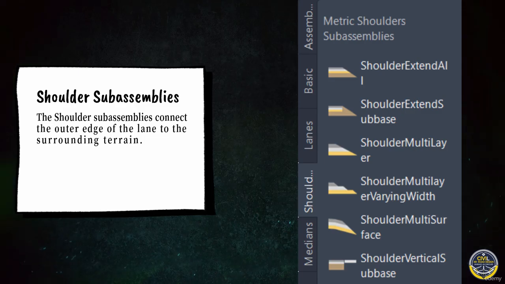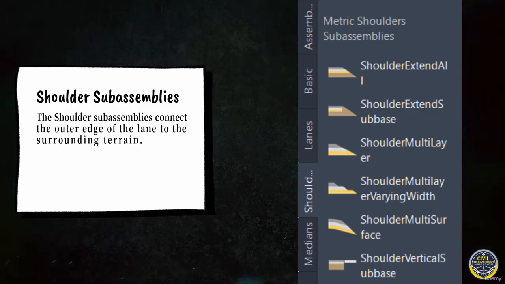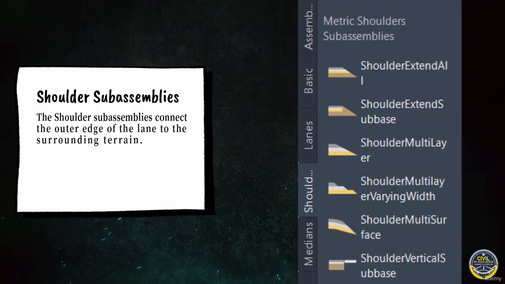For example, shoulder extend all creates a simple single surface shoulder. Shoulder multilayer builds a more elaborate layered structure with pavement and subbase. Shoulder widening allows the shoulder to increase in width on curves.